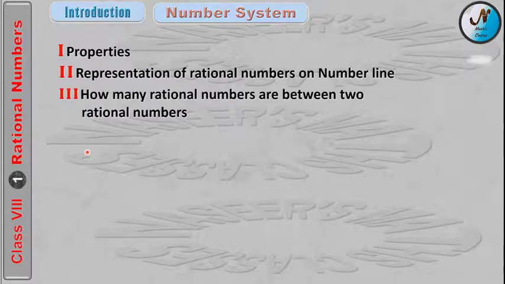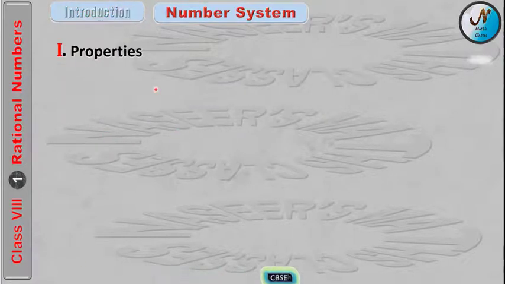So we are studying in this chapter a total of 3 topics: properties, representation of rational numbers on the number line, and how many rational numbers are between two rational numbers. The first topic is properties. We are going to study about properties.